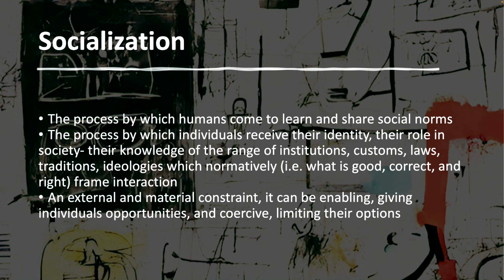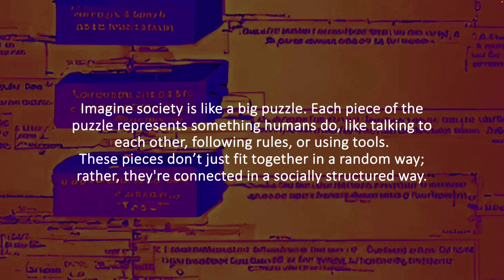It can be enabling for individuals, giving them particular kinds of opportunities, and it can be coercive as well, limiting their options. In this sense, its political implications, right, are quite profound. So imagine society as like a big puzzle. Each piece of the puzzle represents something humans do, like talking to each other, following rules, using tools. These pieces don't just fit together in a random way, rather they're connected in a socially structured way.